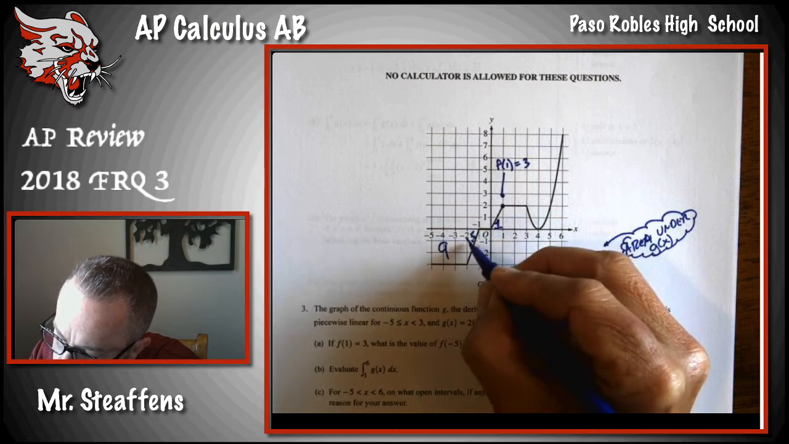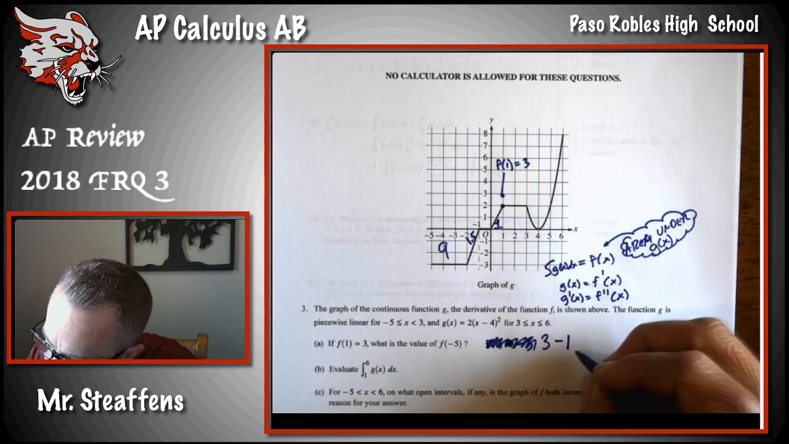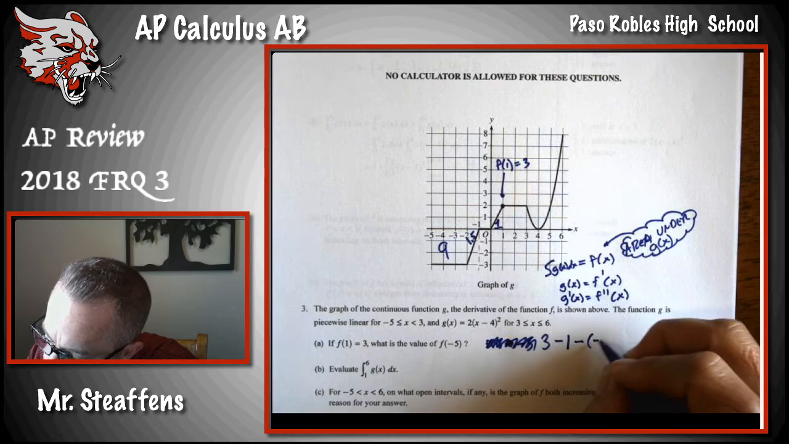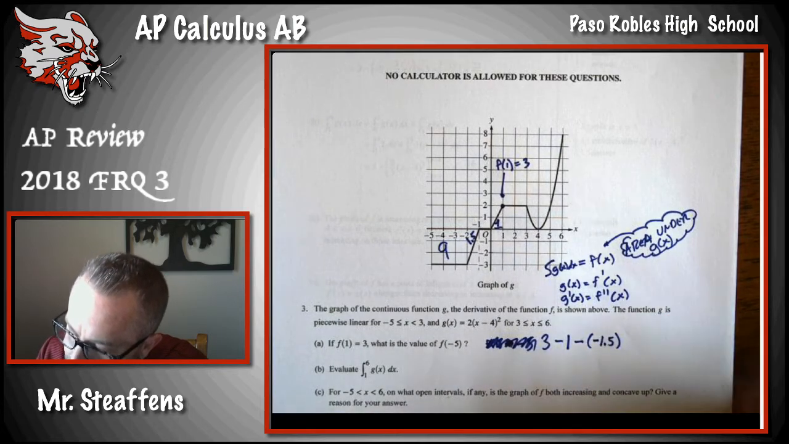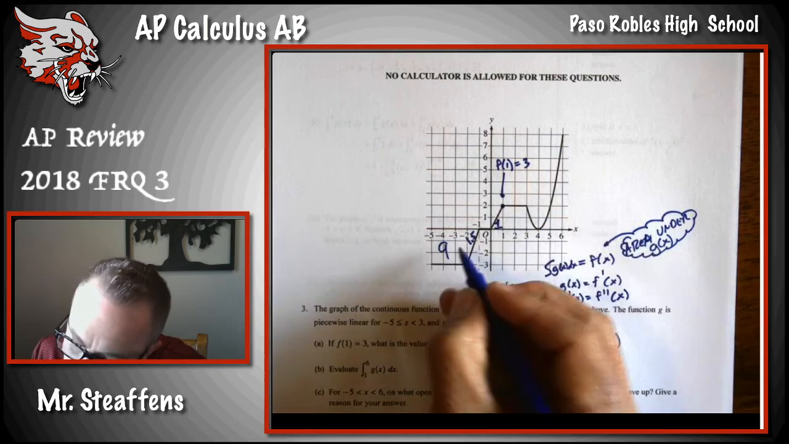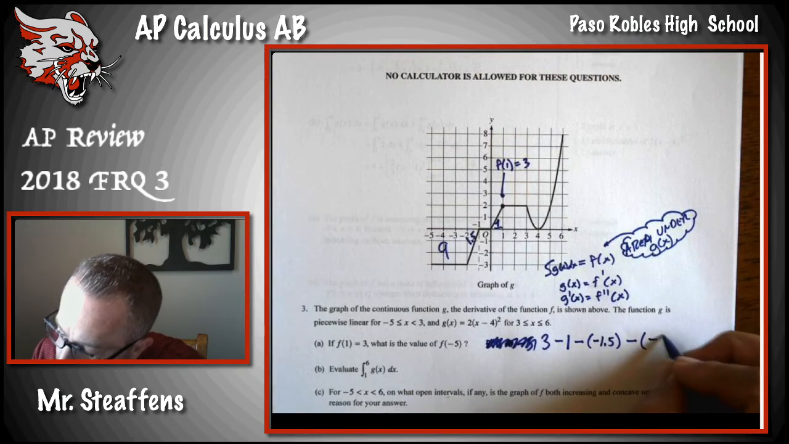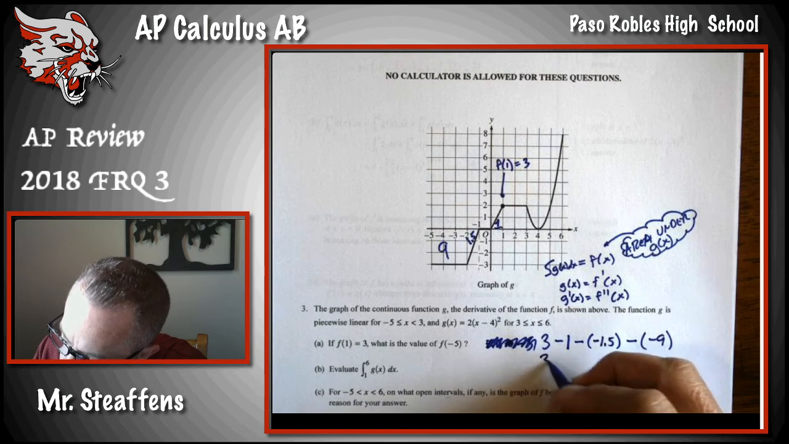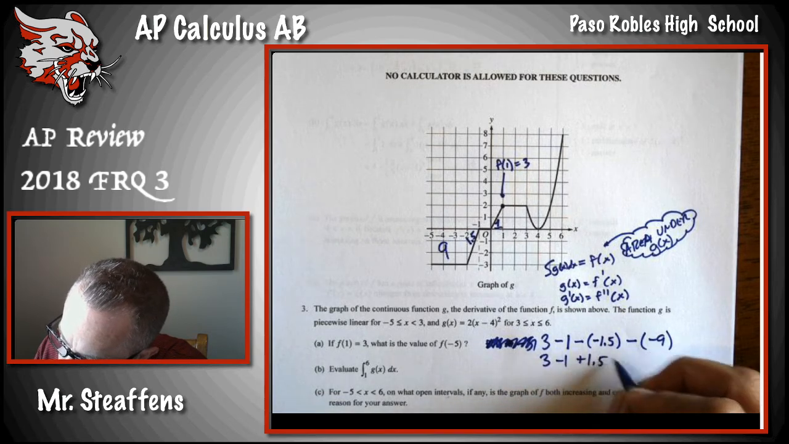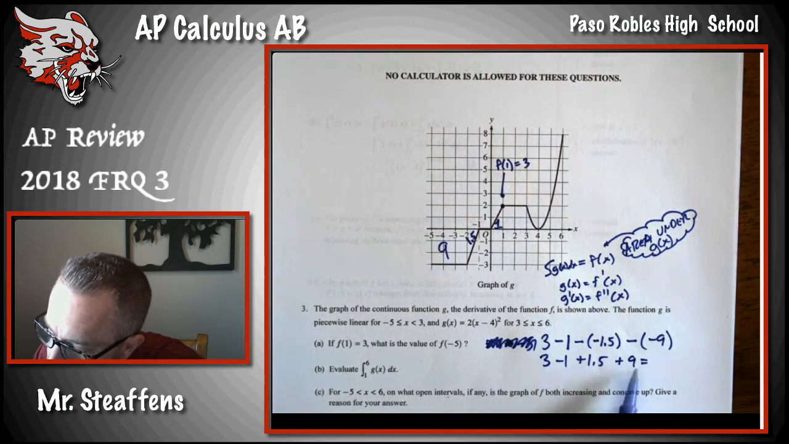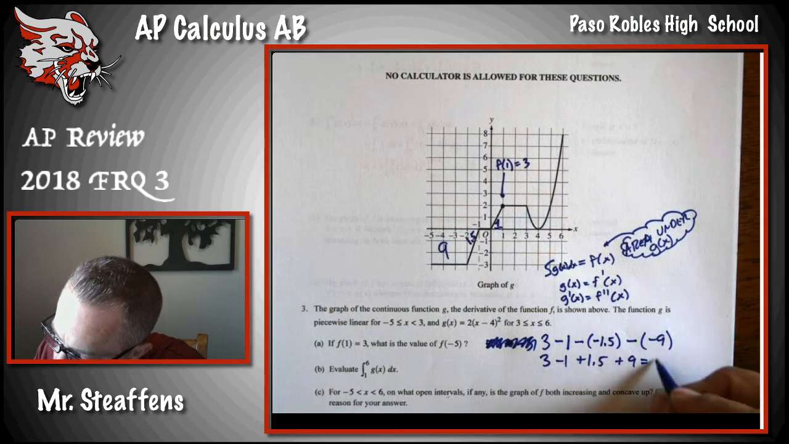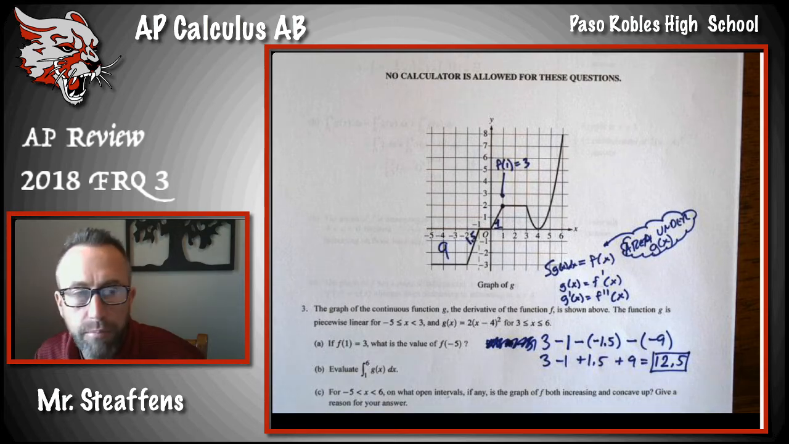So remember, this is below the axis, so I'm going to be subtracting it. And it's backwards also. It's going to be a minus negative 1.5. And then I'm going to have to go backwards again, and it's below the axis, so that's another double negative. So I'm going to get 3 minus 1 plus 1.5 plus 9 for a grand total of 10.5, 13, 12.5. Boom. All right, let's see how we got our points for that one.